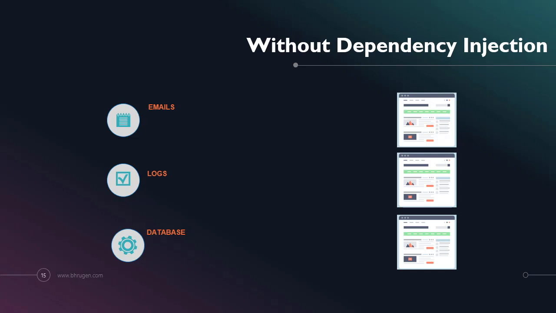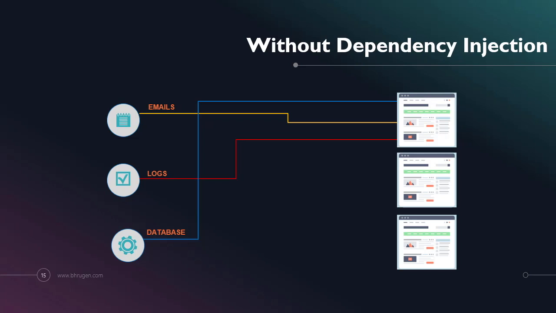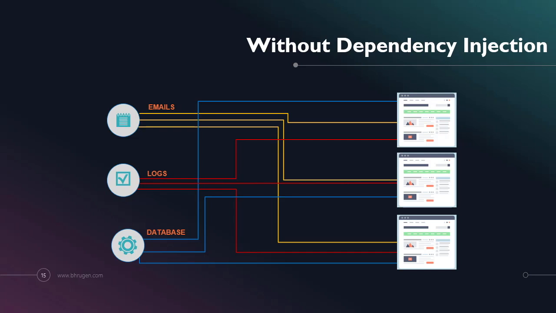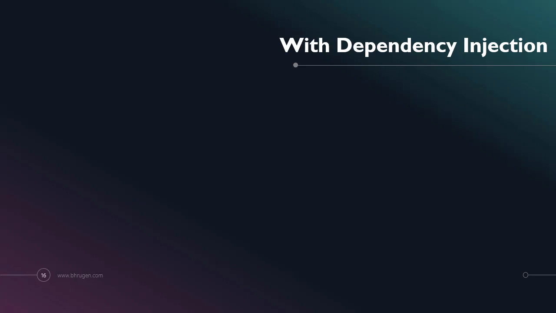In classic days, we'll be creating objects of email, database, and logger in the first page. Then we will do the same in the second page, and so on. But this is different with dependency injection. Let's take a look at that.